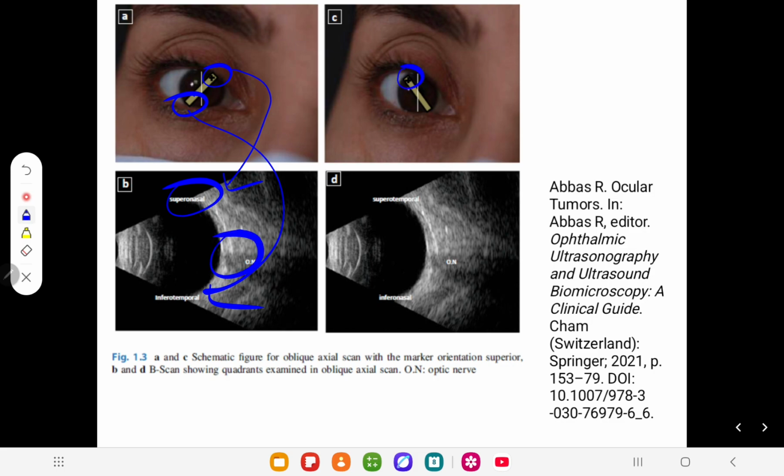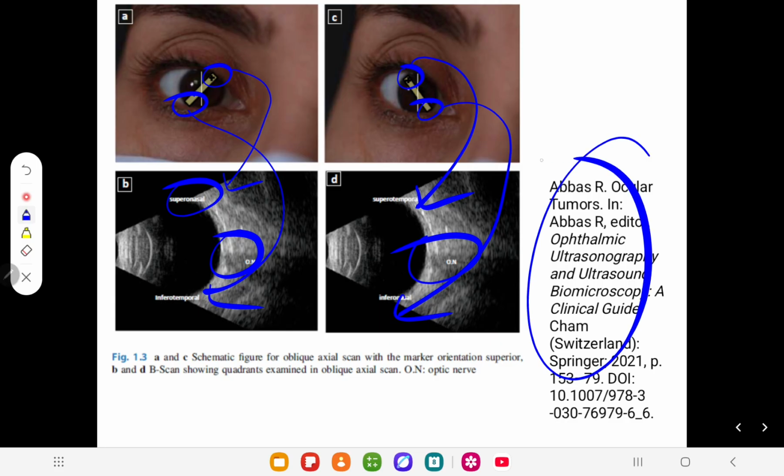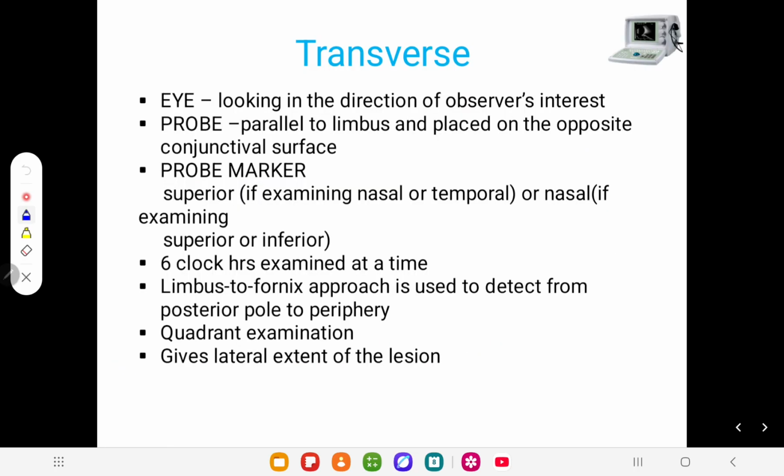If the superior temporal probe is there, then it should be shown in the upper part of the scan, and the inferior nasal should be shown in the lower part of the scan. In between them, definitely the optic nerve, isn't it? From the same book. That's a very good book.